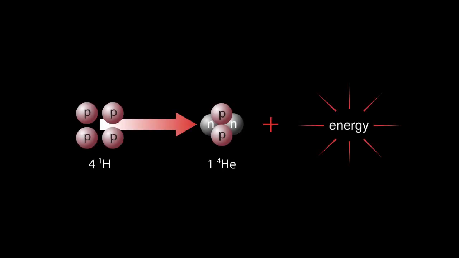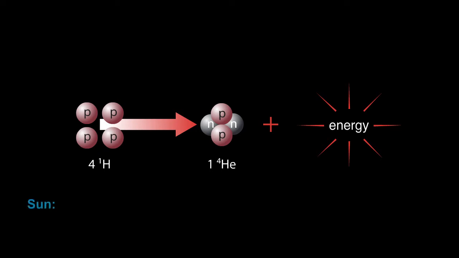Stars like our Sun produce energy through hydrogen fusion in their cores. The overall process of hydrogen fusion converts 4 hydrogen nuclei, which are protons, into a helium nucleus with 2 protons and 2 neutrons. The process converts mass into other forms of energy because the mass of the helium produced is slightly less than the mass of the hydrogen fused.